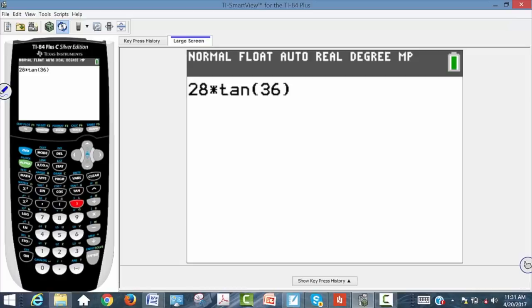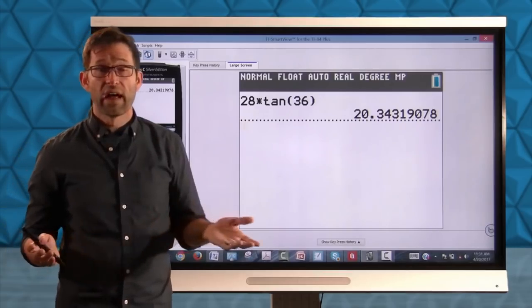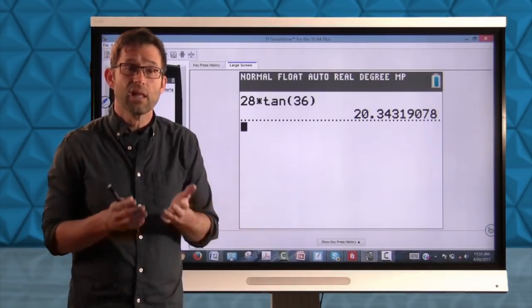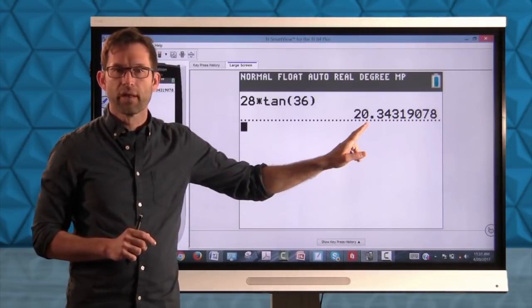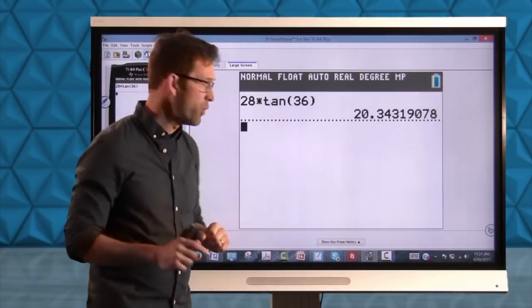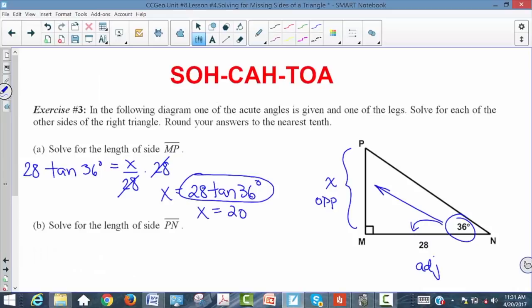We don't really even need that times symbol. We could just do 28 tan 36, and we get 20.343, etc. That's the value of x. That's the length of that side. Now we wanted our answer rounded to the nearest tenth, so my final answer is going to be 20.3. Let's go over and do that. 20.3, that's that side length.